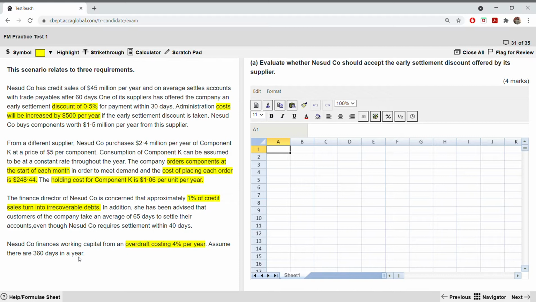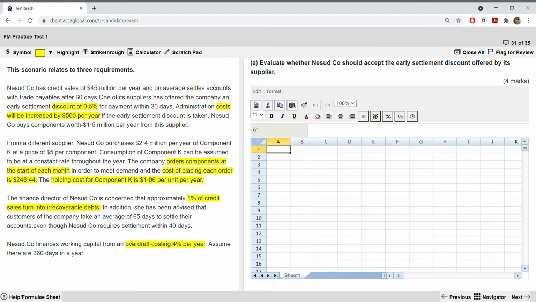So you have to evaluate whether they should accept the early settlement discount or not. Whenever such a question is asked about settlement, whether you have to accept something or not, first you have to see what their conditions are before accepting it. Okay. So first we have to see how you are going to start this question. First you have to see what their position is before the discount. Okay. So we are going to work out what is the relevant trade payable before discount. We have to see what our trade payables are before discount and after discount. Okay.